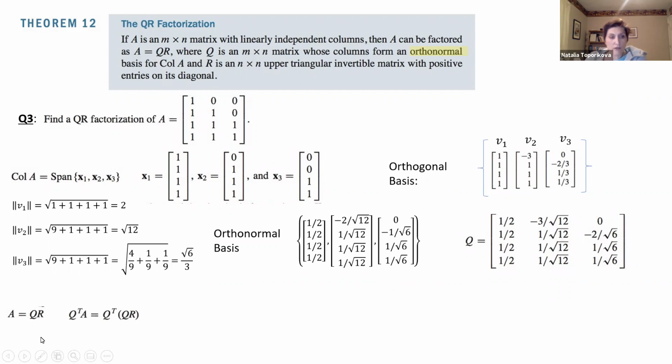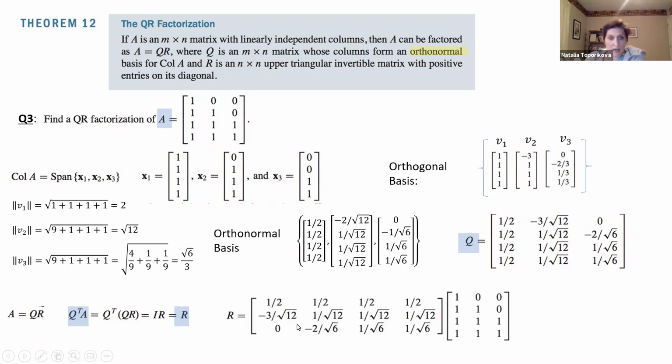Let's take this equation and left multiply it by the transposed matrix Q. We can do it, it's a matrix equation. And then there is a wonderful property of our matrix Q: when it's multiplied by its transpose, it gives us an identity matrix. So the product of Q transpose by matrix A should be exactly the matrix R we are looking for. And we already have matrices Q and A, so let's just write down our matrix R.